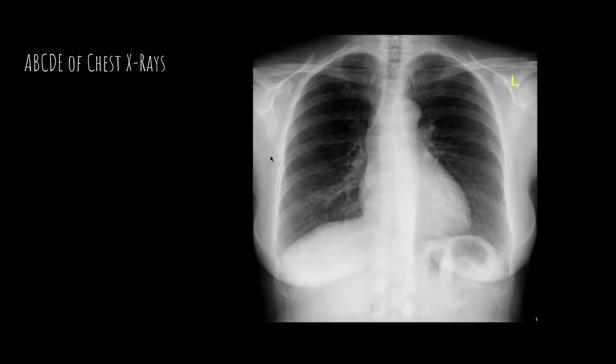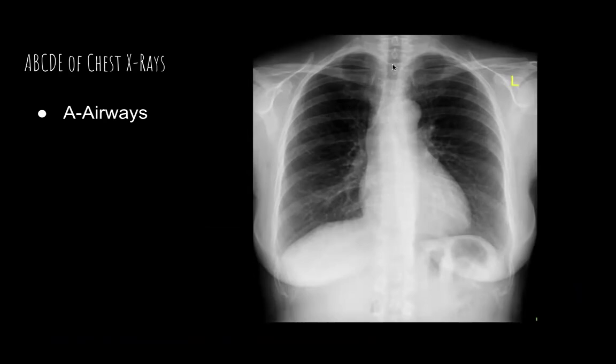All right. So a common approach to chest X-rays is something we call the ABCD of chest X-rays. So what we have here is a normal one, and we'll go through this step by step together. First thing is A for airways. So the main thing you want to look for when looking at the airways is the trachea, which is this structure right here.